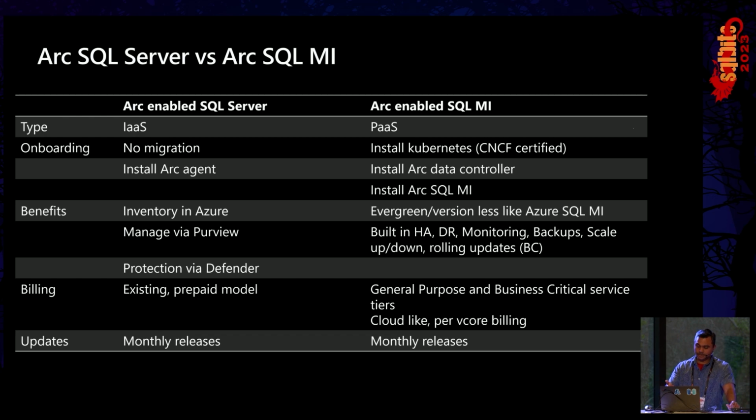And if you're using the business critical service tier, you get the rolling updates functionality, which means you have near zero downtime. Any questions so far? Yes, sir.